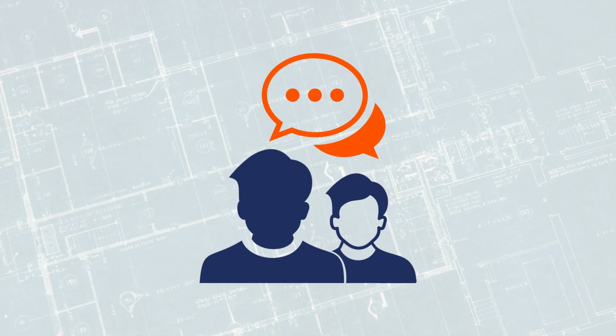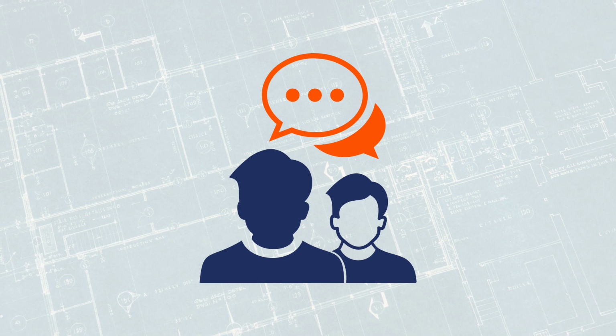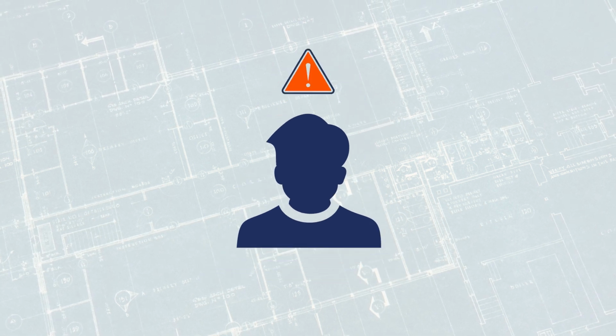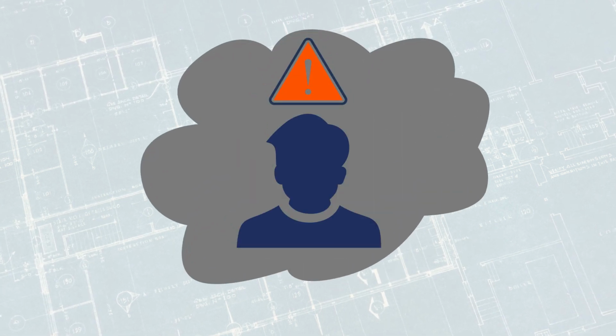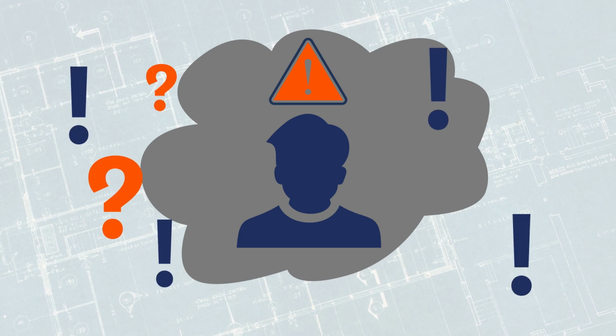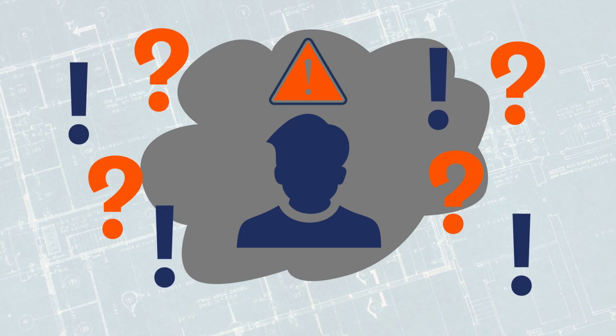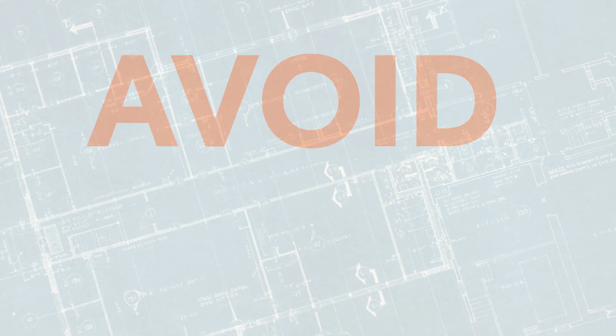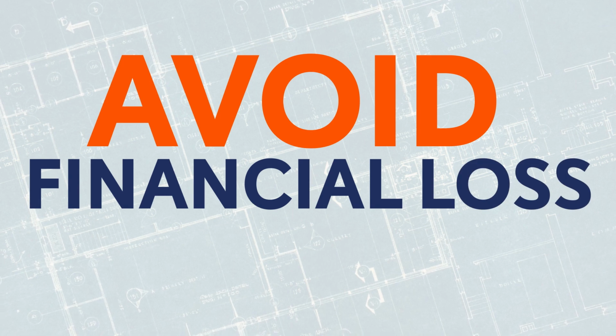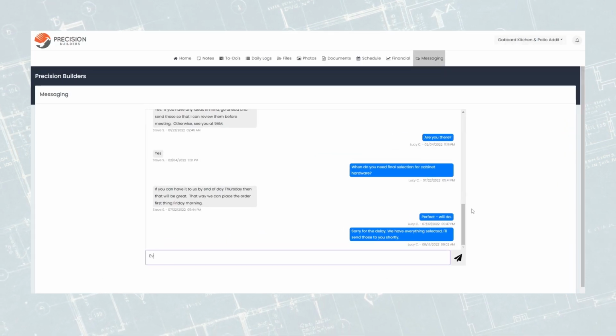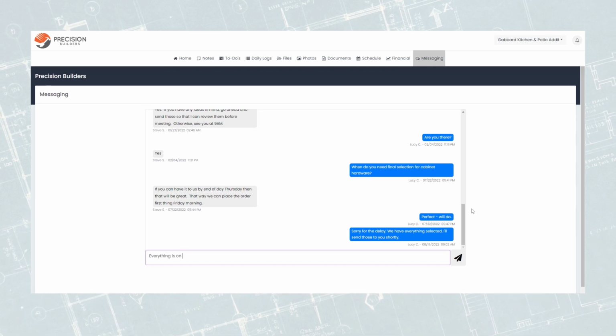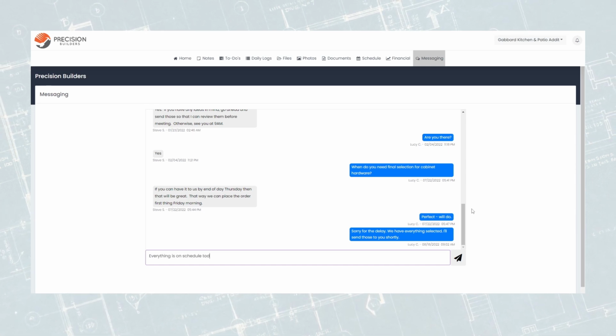You know that the better you communicate with your clients, the less likely they will be surprised or kept in the dark. The less likely there will be misunderstandings that can cause extra work and extra expense. Contractor Foreman helps you avoid unexpected financial loss because of miscommunication. Client messaging allows you to keep all communication in one place, not scattered across multiple texts and emails.